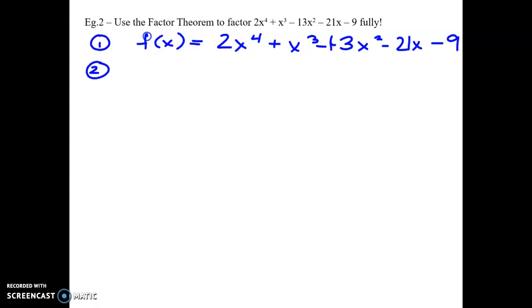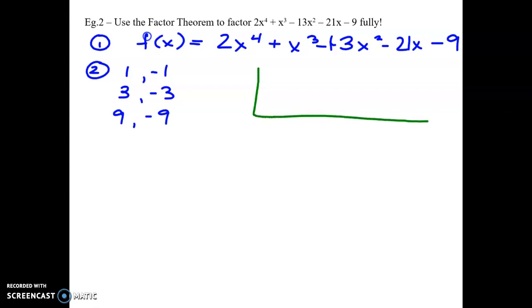Step 2, we have to find the possible numbers that work. My constant is -9. What are the factors that go into 9? 1, 3, and 9. That's it. But remember, you can also have the negatives. So it could be -1, -3, or -9 as well. So we only here have 6 options that would work, and we probably have 4 of them that work, right? Because it's a power of 4. Okay. So next we're going to try synthetic division.